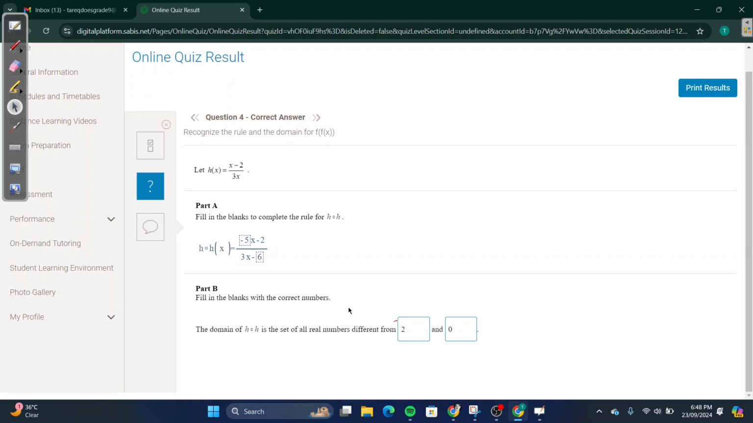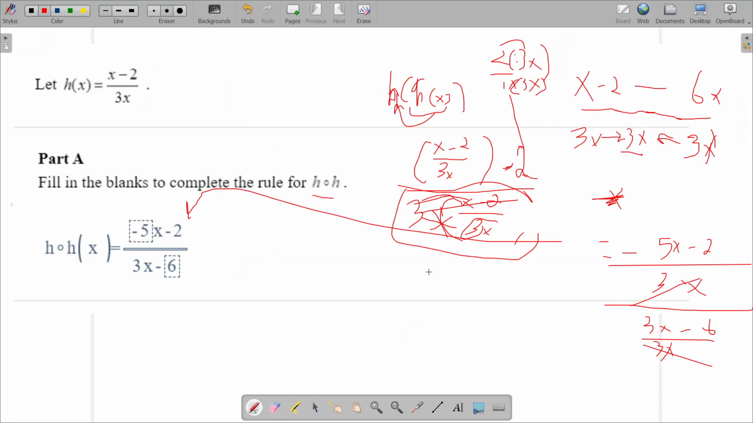Okay, the domain of h is all numbers except 2 and 0. Why? First of all, we can start with the 0. Why is it 0? Because we cancel 3x with each other, and if you remember from last year, when you cancel, they cannot equal 0. So 3x cannot equal 0. 0 divided by 3 is still 0, so x cannot be 0.